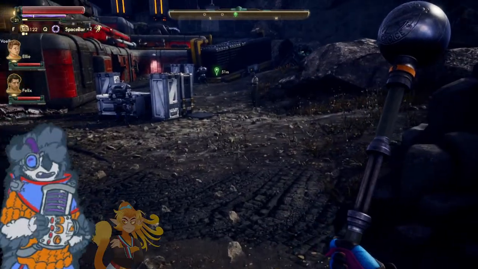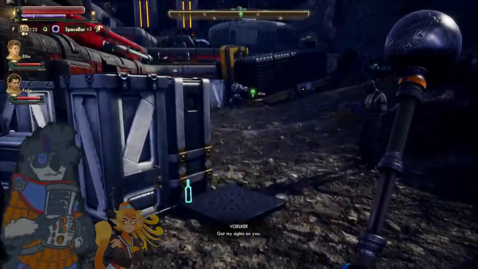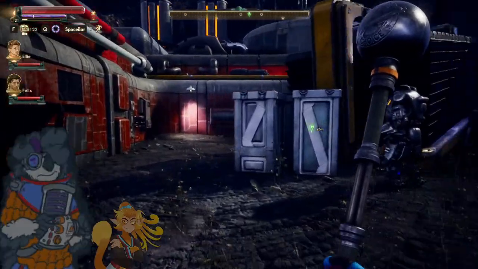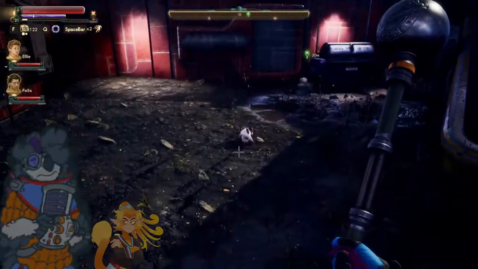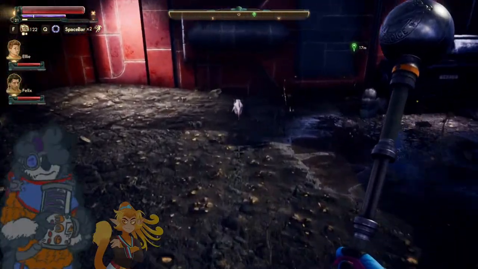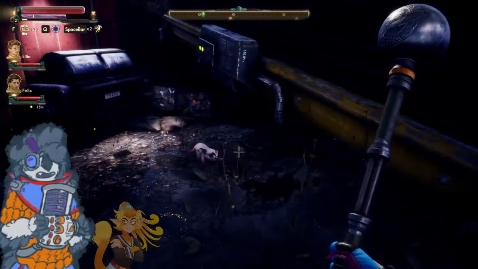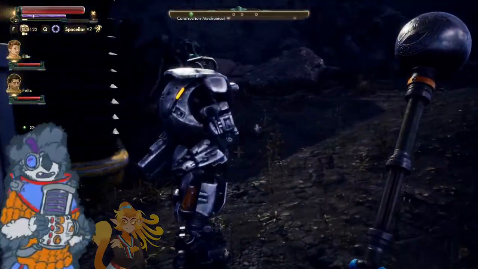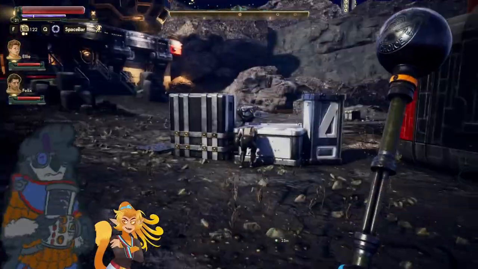This is gonna be a heartbreak, isn't it? Got my sights on you. See, that's what sprats normally do. They run away. They don't normally attack people. Holy shit.